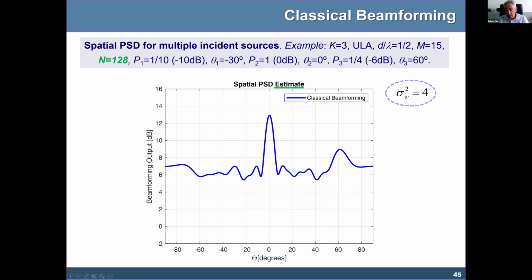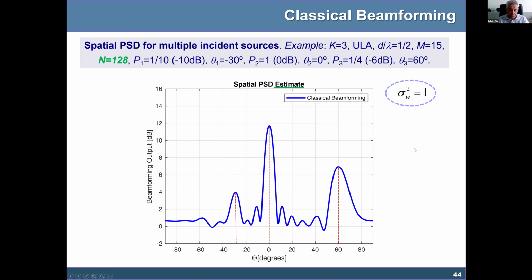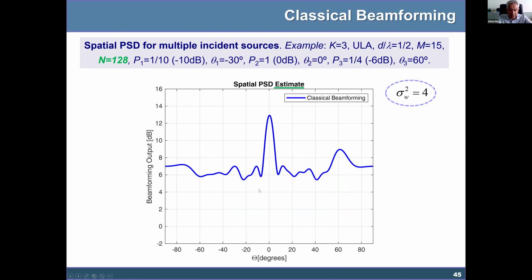Clearly, if the noise power increases, so the level of the white noise increases, basically you have a constant level that increases. So imagine you have a constant level that goes up. It starts to cover first the side lobes of the three sources. So you see the level increases, and it may mask the weak source. So depending on the power of the noise level, the noise can mask the weakest sources.